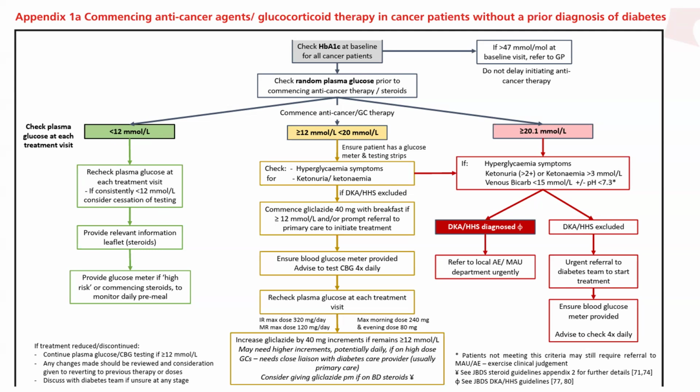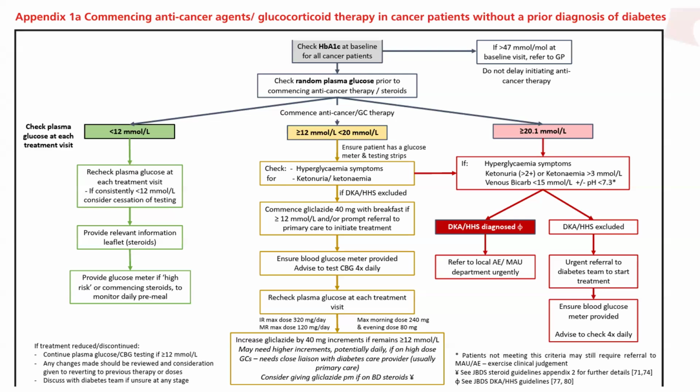There is a separate protocol for patients receiving anti-cancer agents or glucocorticoid therapy who are known to have diabetes and already on oral treatment. In that protocol, they have discussed how we will adjust the oral medications. And there is another protocol for patients who are receiving anti-cancer agents and glucocorticoids and who are already on insulin treatment, and there they have advised how we are going to adjust their insulins. So we'll be discussing all of these scenarios by case-based approach.